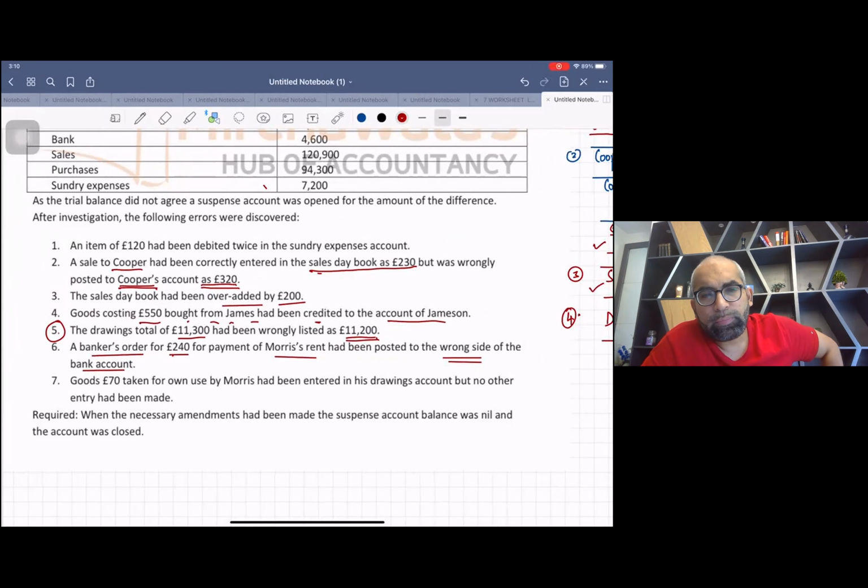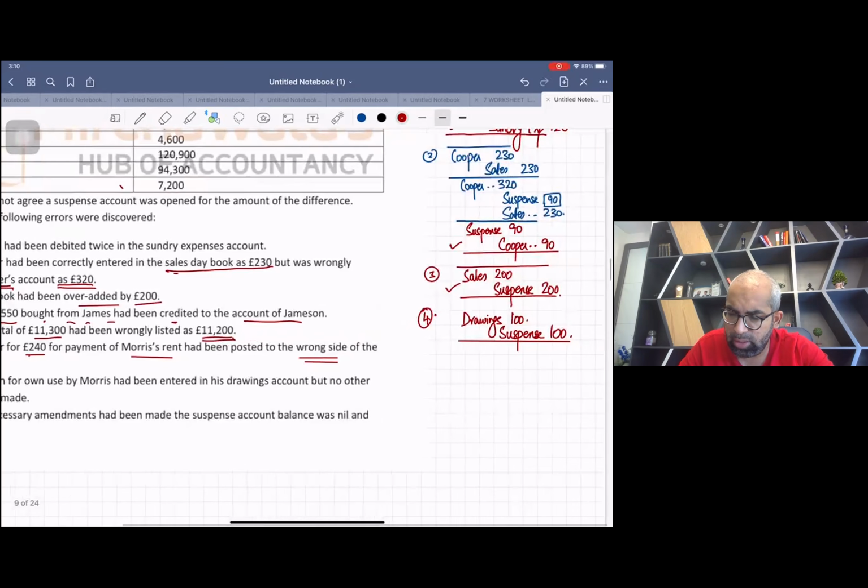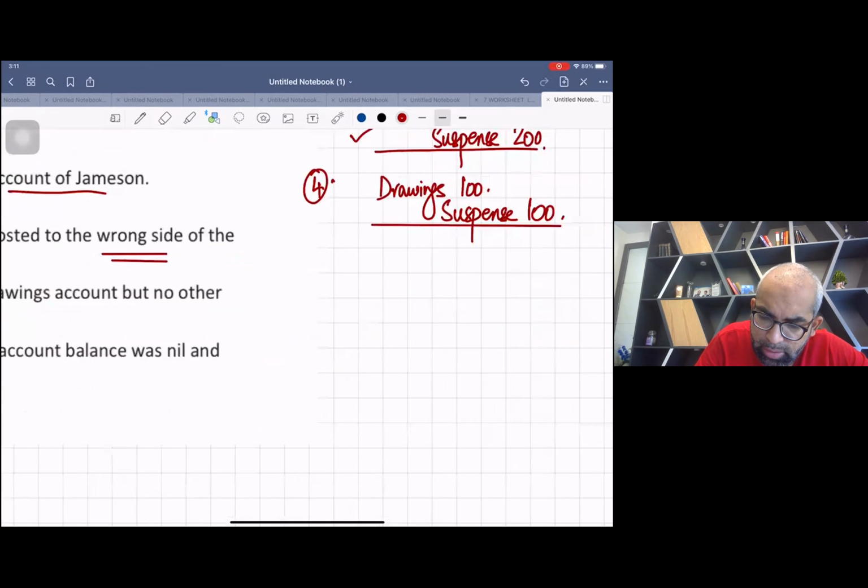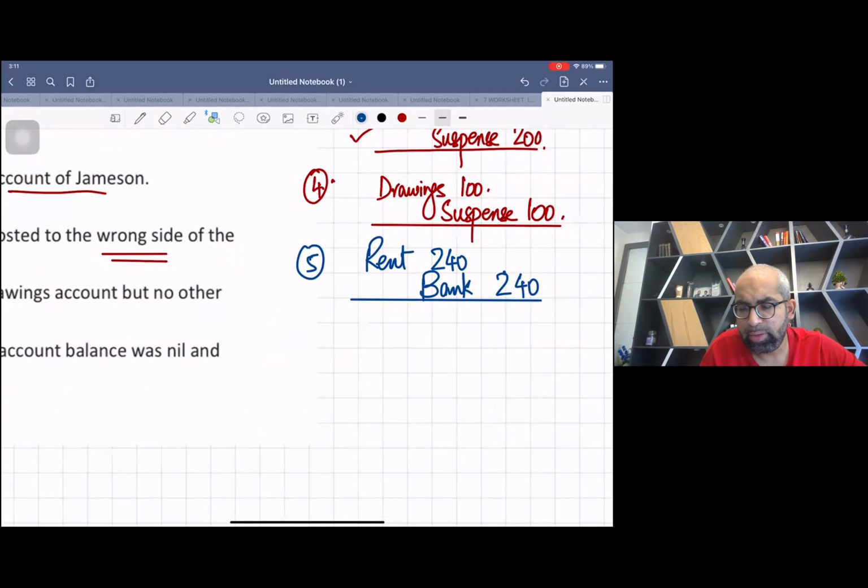Okay, right? So we paid the rent. As it is 240, we should have made the entry. See the entries we should have made, simple. Rent debit 240 and bank credit 240. Okay, this should be the entry. Simply we paid the rent.